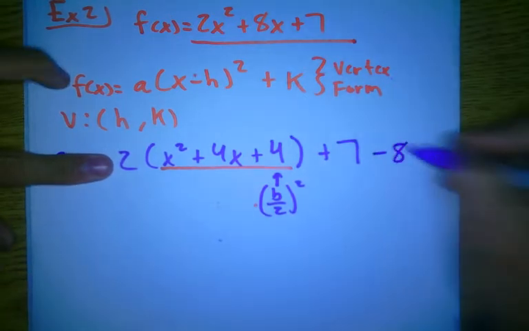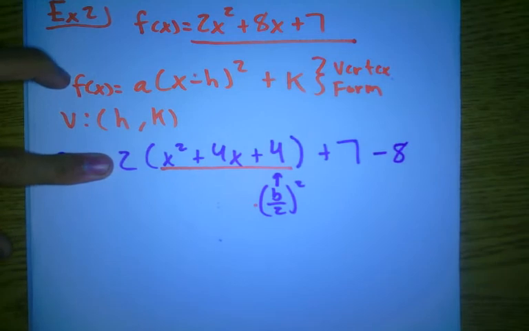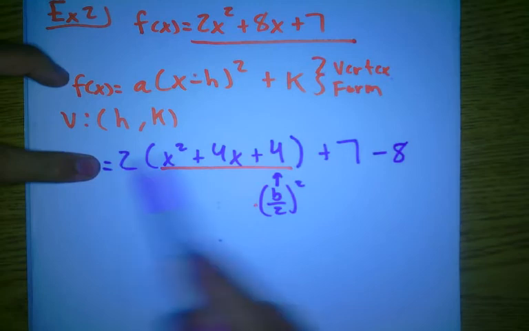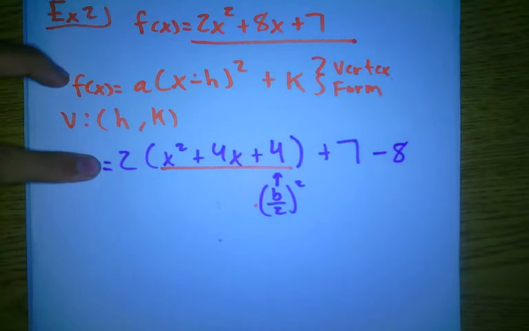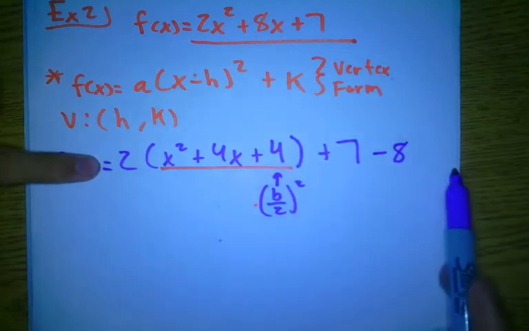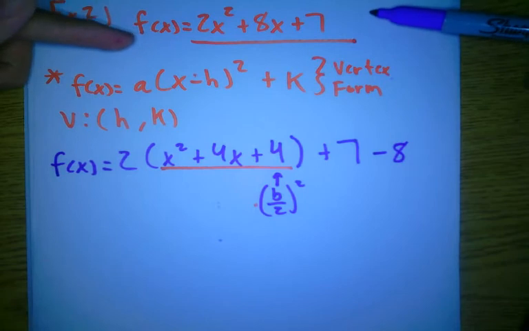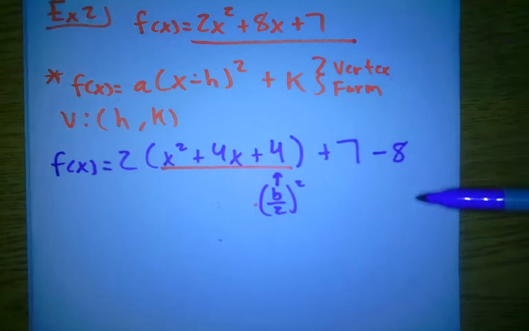Subtract 8 from the same side. Let's think about it. Technically, 2 times 4 is 8. That means I technically added 8. If I'm adding 8, then I have to take away 8 in order to balance it out. Are you guys with me? And you can check it. If you multiply everything out and you combine terms, would you get back to 2x squared plus 8x plus 7? Now you will see that you have the minus 8.